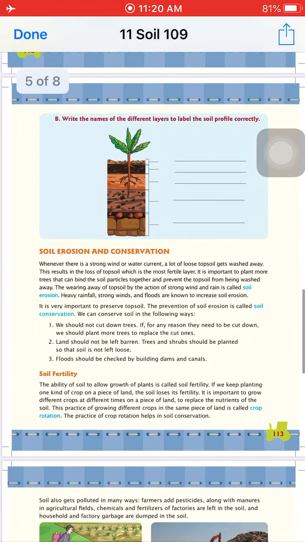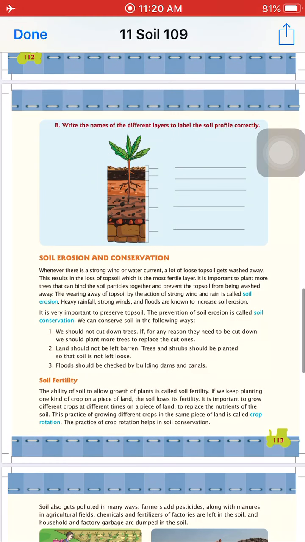Okay. Now our last topic is soil erosion and conservation. First of all, what is a soil erosion? The soil that is present on the surface of earth means topsoil, that is very useful for us. Okay, means which help us to the proper growth of a plant. So that soil is conserved for us for the growing of different plants.